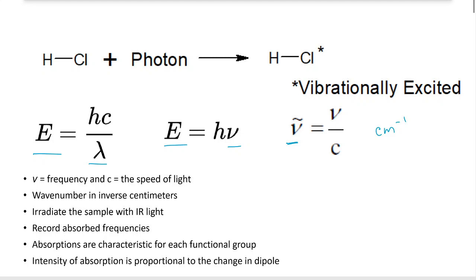Okay? So what we do is irradiate the sample with infrared radiation, record all of the absorbed frequencies, and those absorptions are characteristic for each functional group that's in the molecule. The intensity of the absorption is proportional to the change in dipole that's initiated by that absorption.